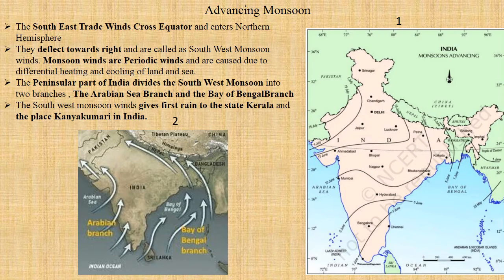Kanyakumari is the place in India which receives the first rain. Now again, if you look at the location of Kanyakumari, it lies at the southern tip of India in Tamil Nadu. And that's the reason it faces the southwest monsoon winds first. So remember, Kerala is the state which receives the southwest monsoon winds first. And Kanyakumari is the place in Tamil Nadu which receives the southwest monsoon winds first. Now let's go ahead to the next slide.